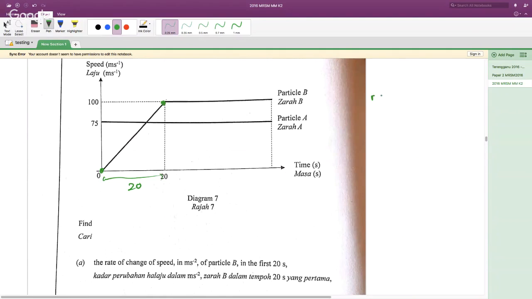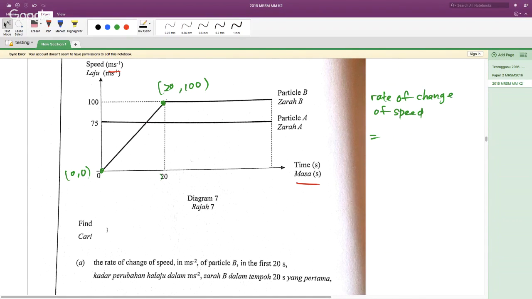So I will just say rate of change of speed is equal to the gradient. I just use the gradient formula. This coordinate is 20 and 100. This coordinate is 0, 0. But when you do the gradient, you have to measure this in meters per second and this one must be in seconds. Because sometimes the question is trying to trap you. Here they actually give you something like km per hour, but then here they will give you minutes. And then when you do the rate of change of speed, you will get a very weird answer.